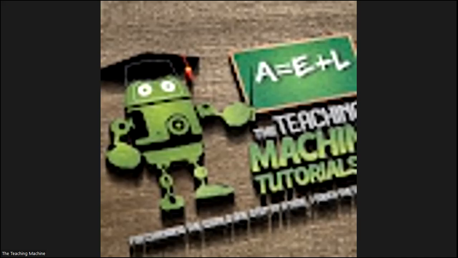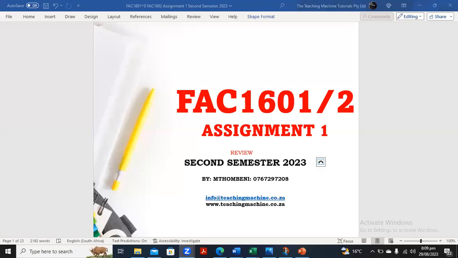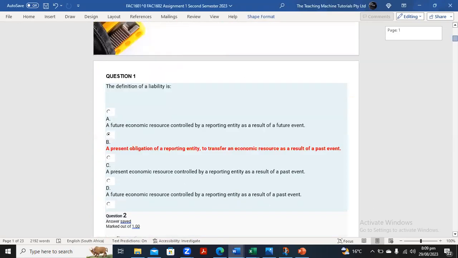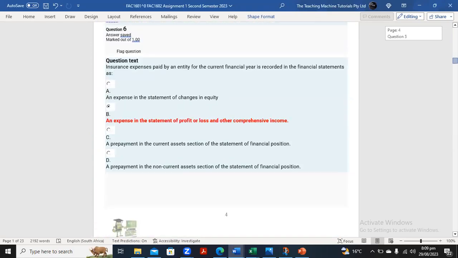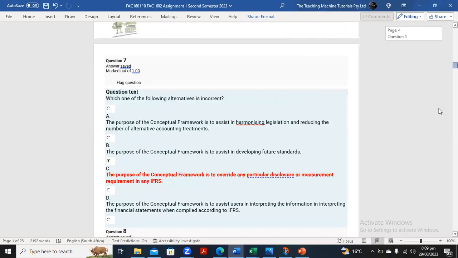Any question or suggestion? I'm sure most of you got 80 and above. No one got 70. We don't want 70. We don't want anything less than 80. Hey, no questions? No complaints?